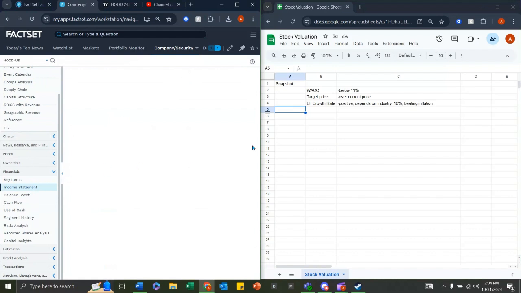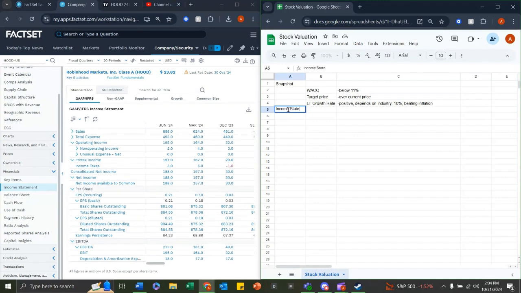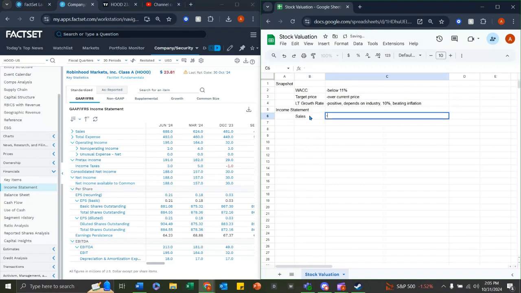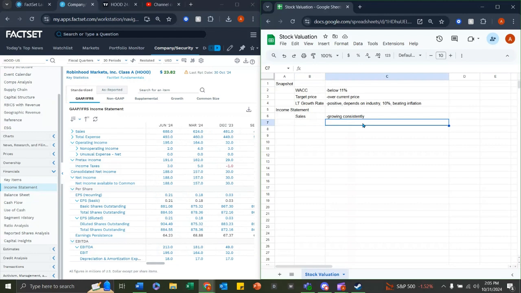Income statement, very important. It talks about the money the company makes and basically what it goes into. A lot of things you want to see: sales growing consistently, consistent sales growth, and operating income going up and positive, growing, positive.